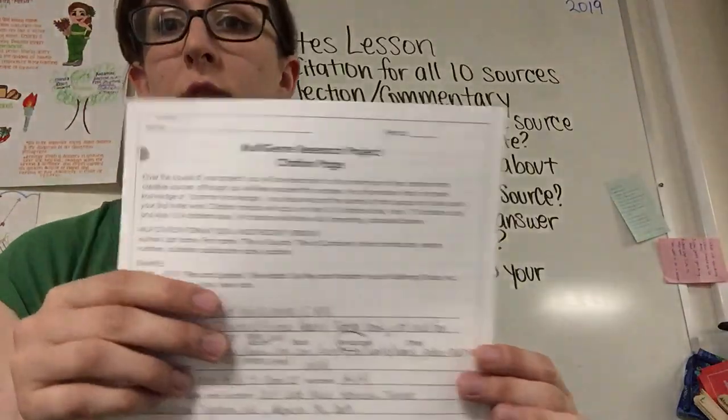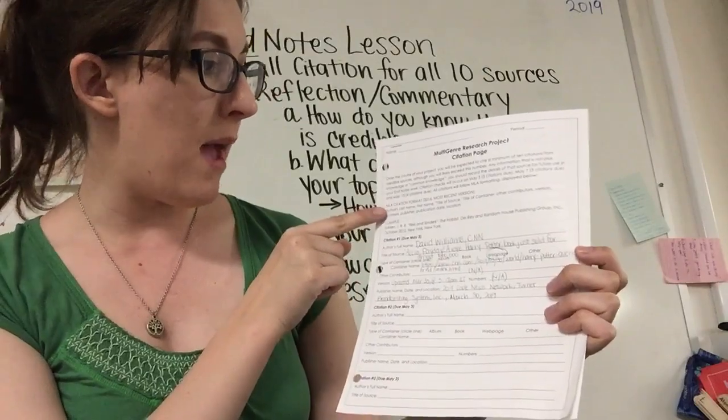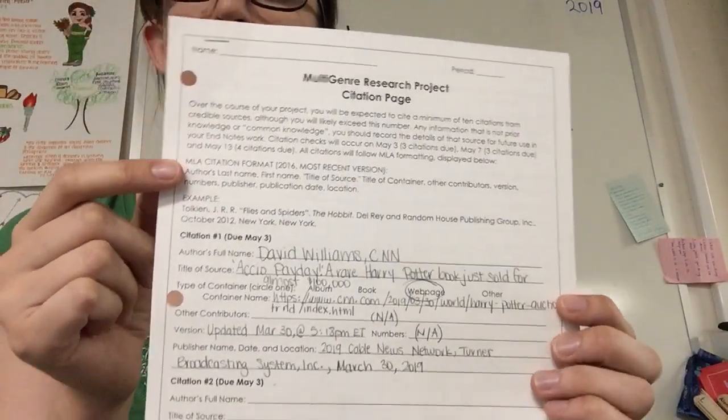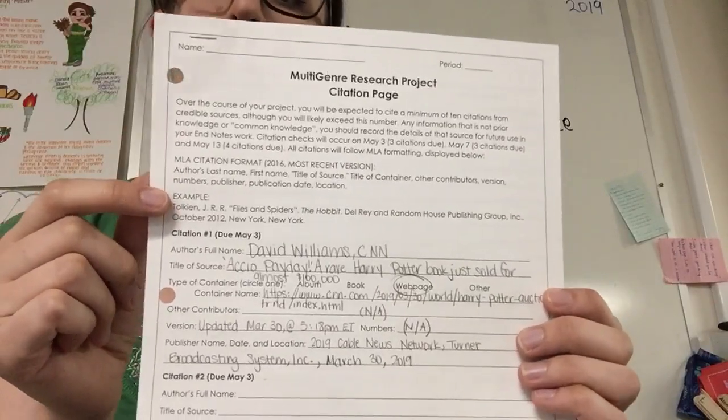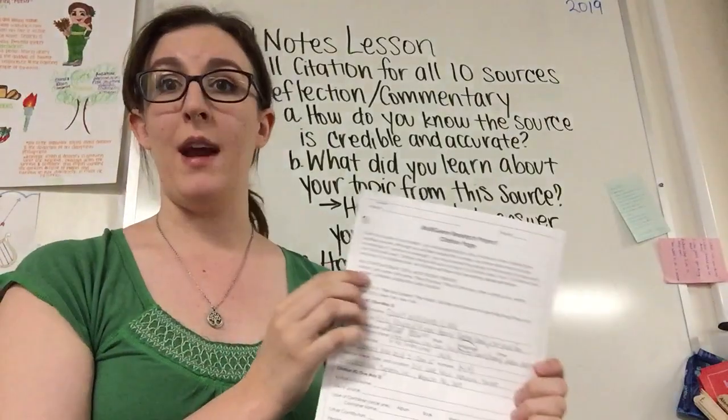So if you look at your citations page, you have your introductory paragraph, and then you have MLA citation format. This is the 2016 version, which is the most recent. And then you have an example from The Hobbit by Tolkien, just to give you an idea of what that looks like.